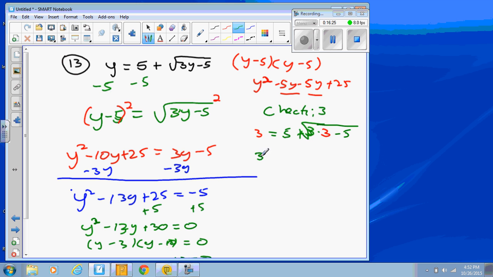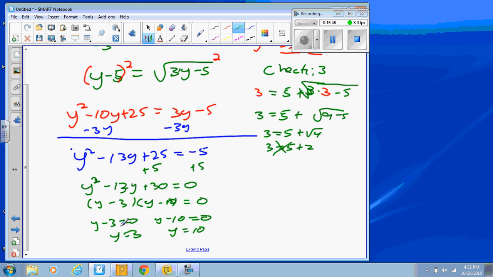That becomes 3 equals 5 plus the square root of 9 minus 5. 3 equals 5 plus the square root of 4. 3 equals 5 plus 2. That's not true, so 3 is not a solution. So we go down here and we cross off 3. That's not a solution to this problem.